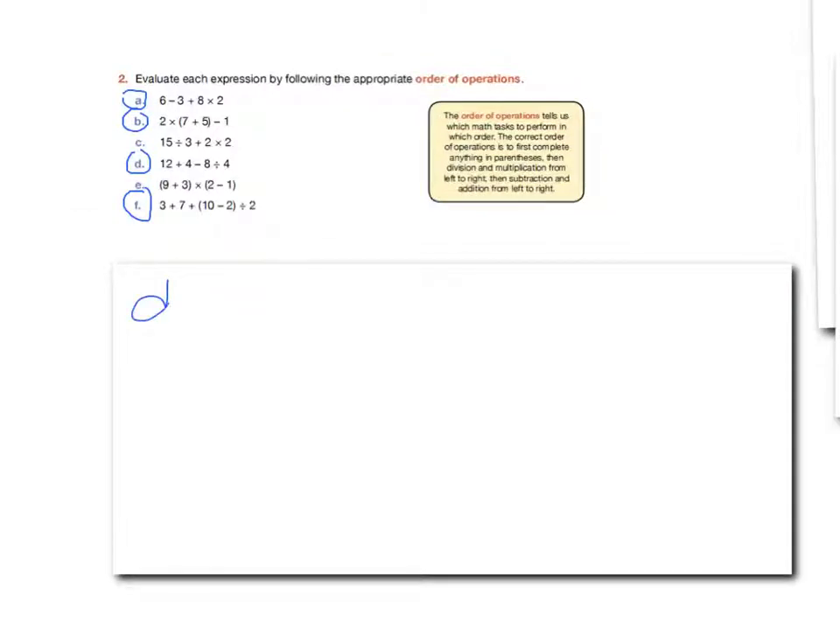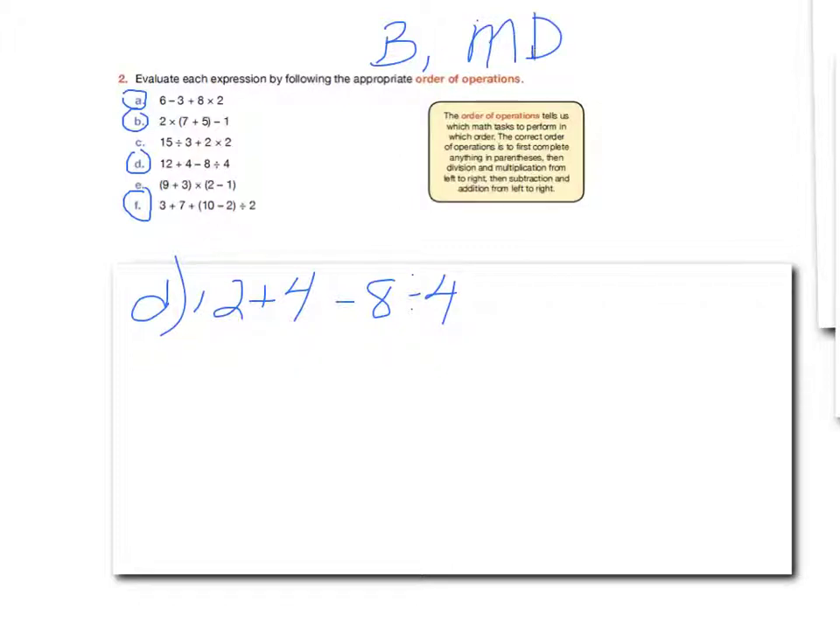Now let's take a look at D. We have 12 plus 4 minus 8 divided by 4. So again, it's brackets, multiplying and dividing left to right, adding and subtracting left to right. So let's take a peek. Well, we need to do our multiplying and dividing first. There are no brackets, so 8 divided by 4 is 2.